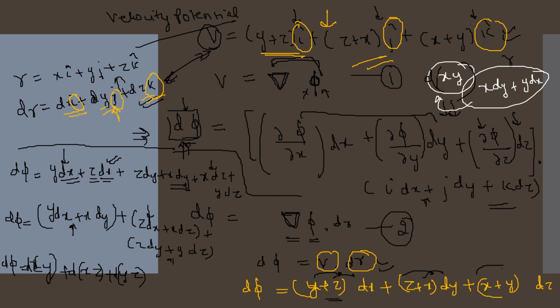But I only need phi because this is our velocity potential. So how can I calculate phi? Simply integrate. If you integrate both sides, on integrating you will see that d phi will be phi. Here all d's will be gone. You will get xy, xz, yz and an integration constant. So this is our velocity potential.